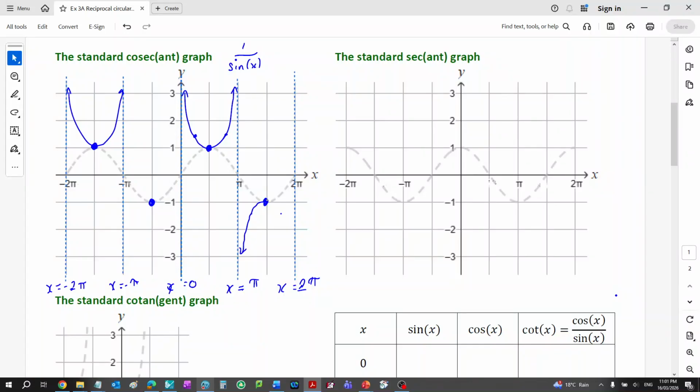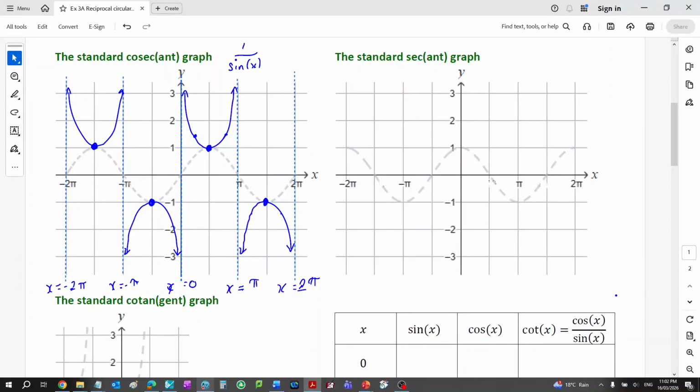Approaching the asymptotes, never moving away from them and not touching them. And lastly, on the left hand side of our graph over here. Okay, so that's our cosec graph.